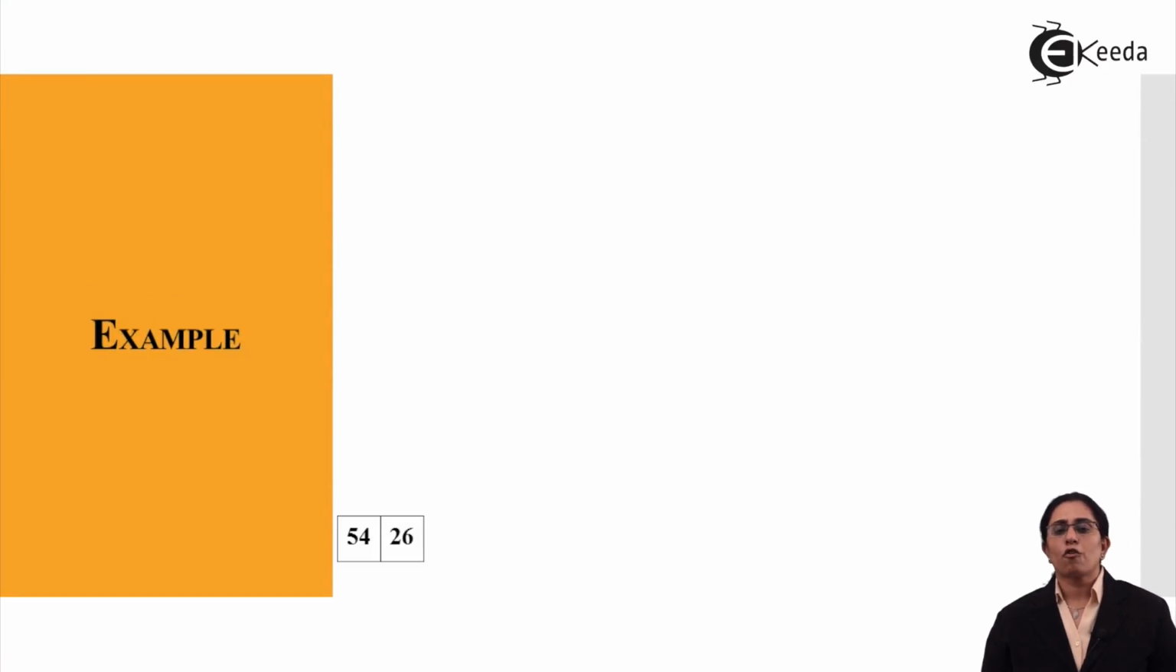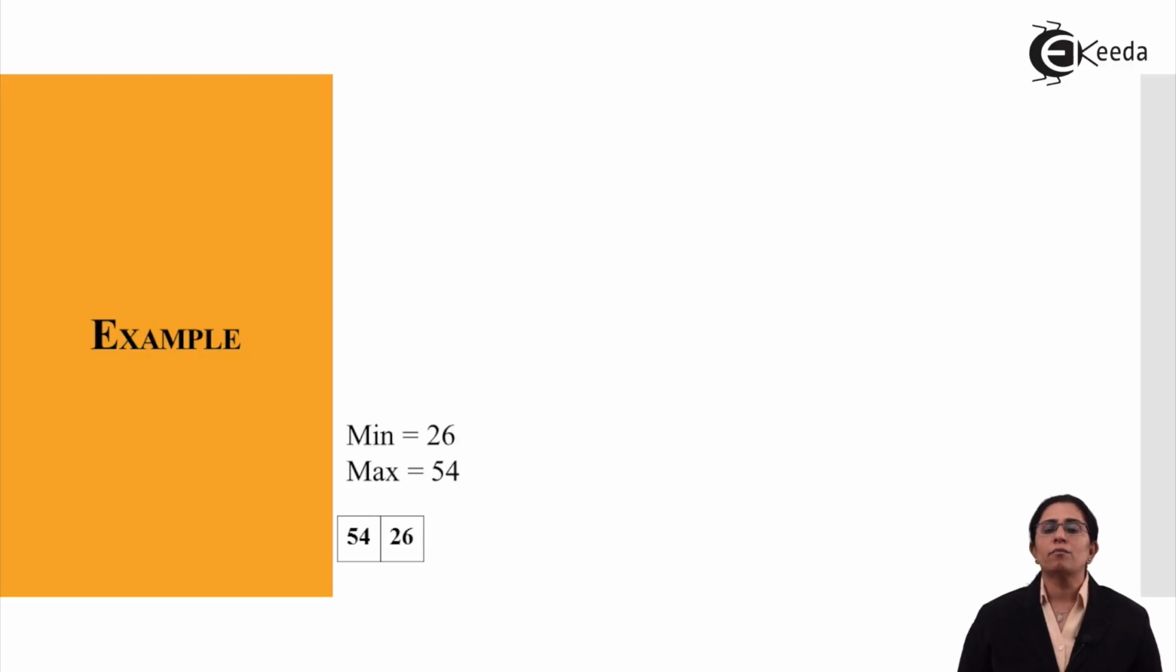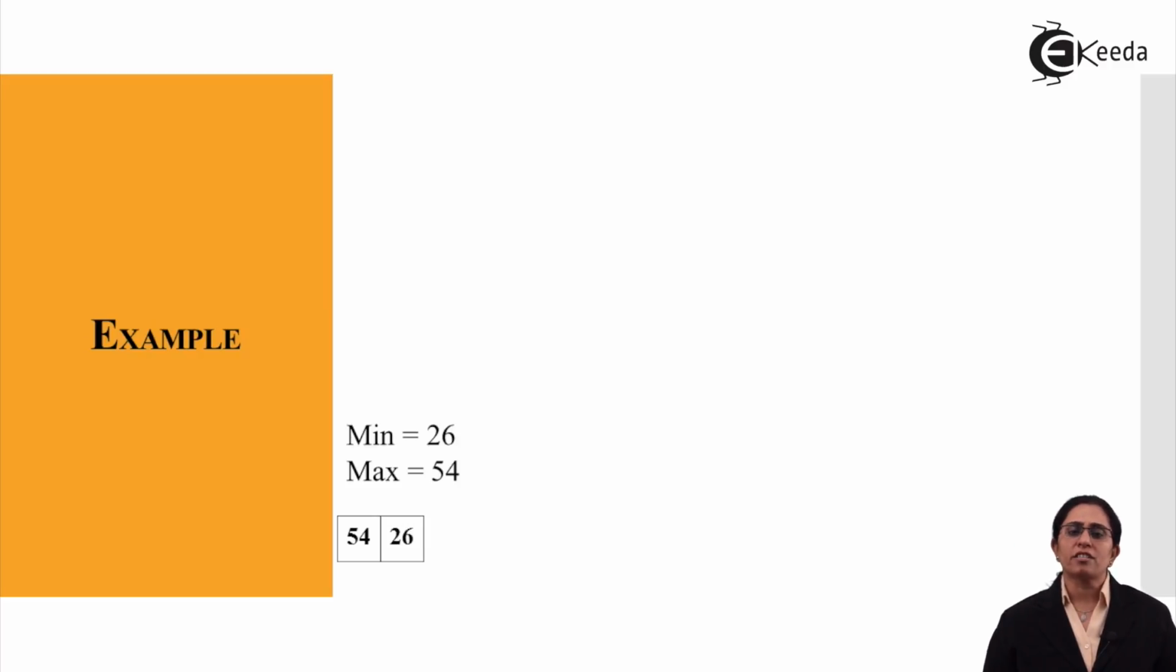We have this list 54, 26. What do we do on this? We say minimum is equal to 26 and maximum is equal to 54. For this particular two elements array list, we found out that min is equal to 26 and max is equal to 54.